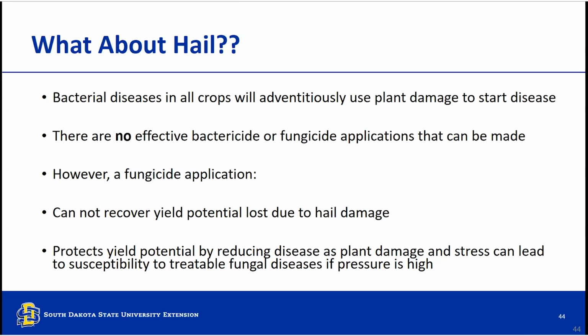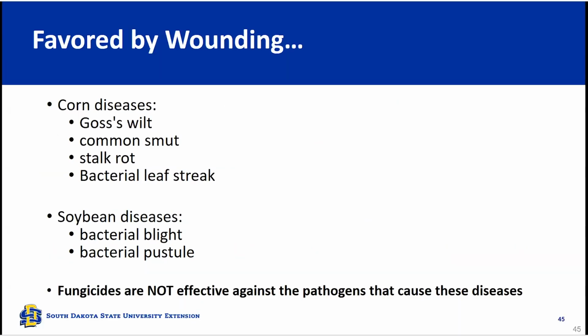The diseases that need a wound to get into the plant are bacterial. Bacterial diseases are not controlled with a fungicide. Now, if you had a fungal disease before the hail, you still may need a fungicide for that fungal disease. But the diseases we see after a hail event are bacterial in nature. So fungicide does not protect against any yield loss with that. So again, looking at my screen, diseases that need a wound are bacterial: Goss's wilt, bacterial blight, common spot, soft rot, bacterial leaf streak.